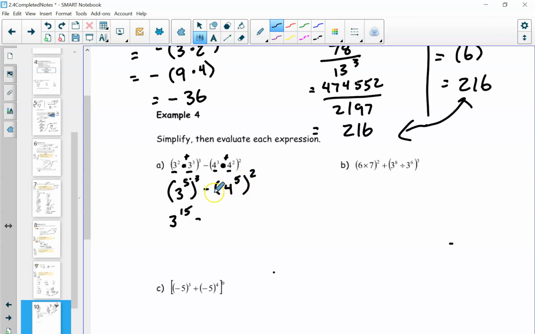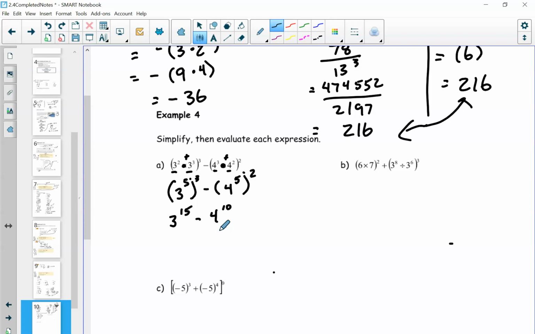Minus, now keep in mind the negative sign is outside the brackets, so this squared, or 2, only applies to everything inside the brackets, which is the 4 over 5. So this is minus 4. 5 times 2 is 10. So now we've got 3 to the power of 15 minus 4 to the power of 10. We no longer have nice equal bases, which means, unfortunately, we're stuck with the long mathematics. Boy, they gave us some big numbers for this, didn't they?